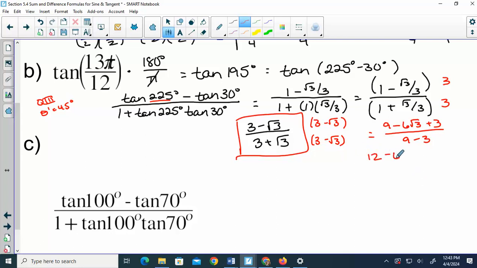So 12 minus 6 radical 3 over 6, or 2 minus radical 3. Looks a lot nicer. It's a lot nicer if you take the steps to go ahead and rationalize. I would accept either. I'm not going to be super picky, but I don't want you to leave it with a fraction and a fraction. That's an easy fix to get rid of.